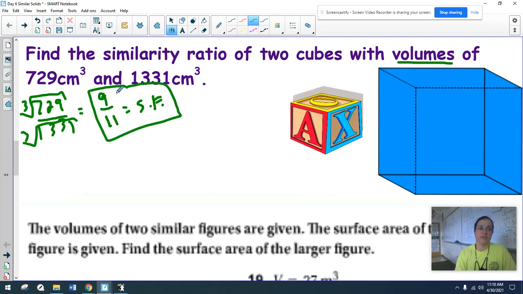Okay, if you were looking for the surface area, it would be 81 over 121. You would just square that.